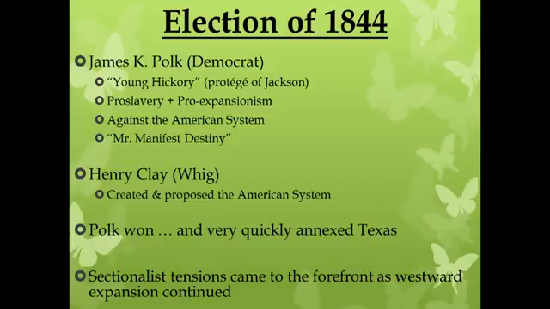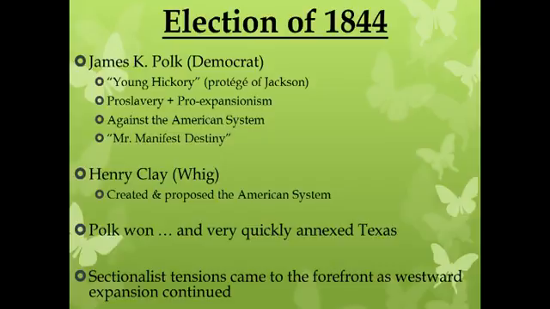This gentleman, James K. Polk, was pro-slavery and pro-expansionism. He was against the American system, and his nickname was also, at least by historians, Mr. Manifest Destiny. Henry Clay, running again, poor guy, he created and proposed the American system. Polk ended up winning, and after he won, he very quickly annexed Texas. Sectionalist tensions come to the forefront as westward expansion continues.